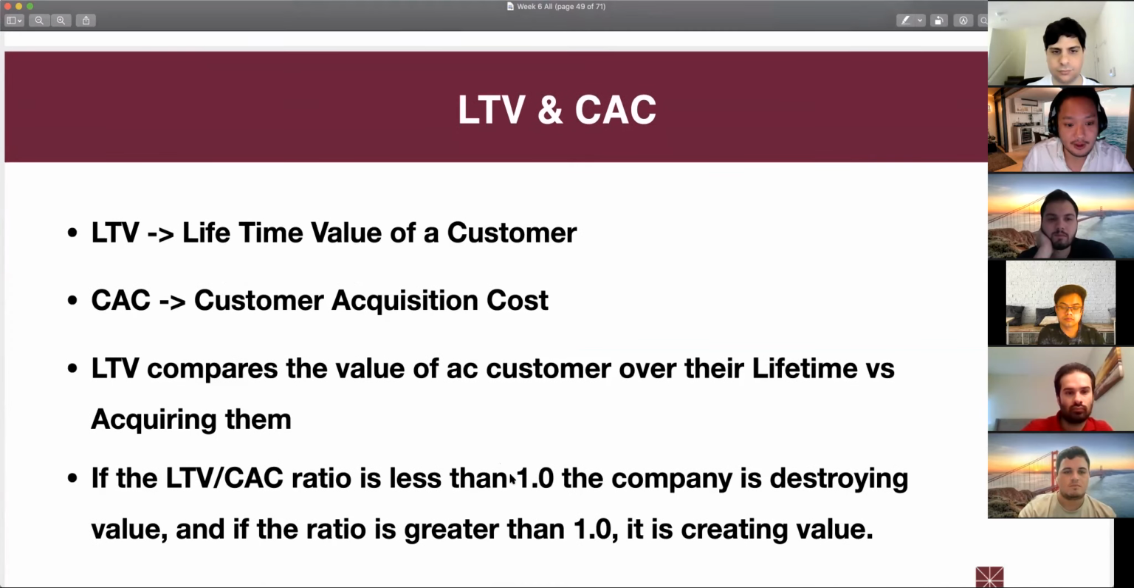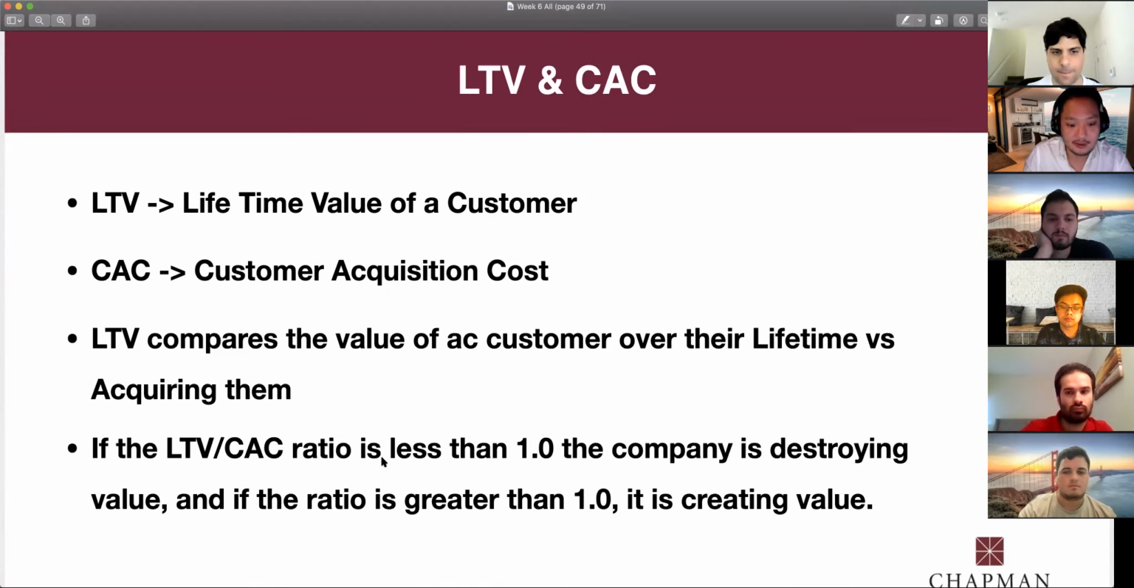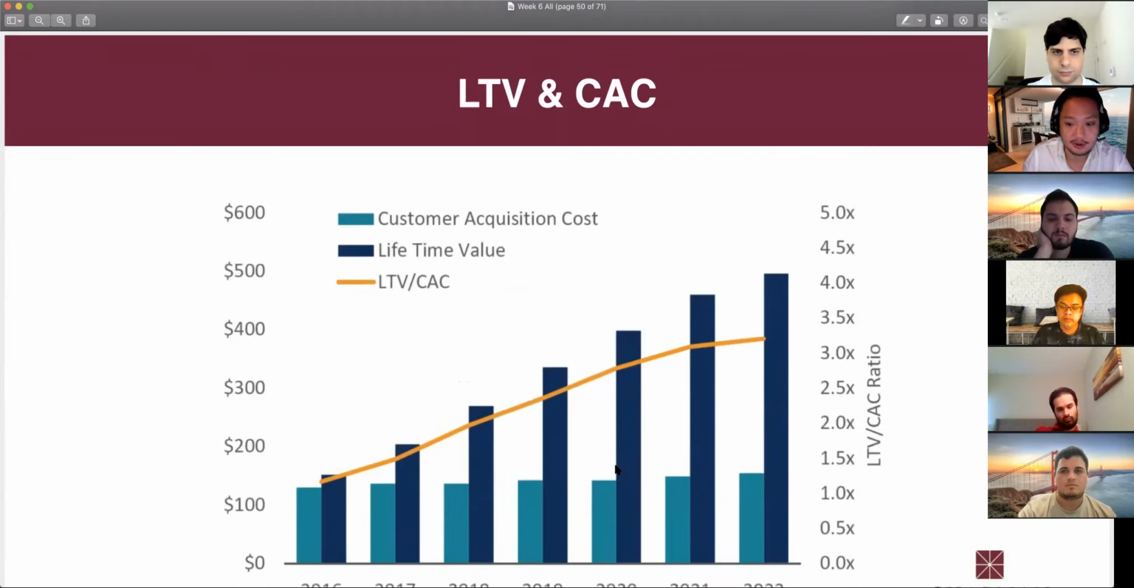Generally, the simple rule of thumb is that if the LTV to CAC ratio is greater than 1, you're in great shape. You're creating value, you're adding value, and your business is growing. If it's less than 1, you're in bad shape, simply put.